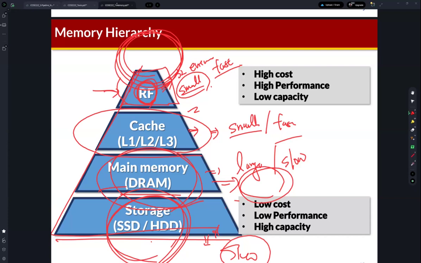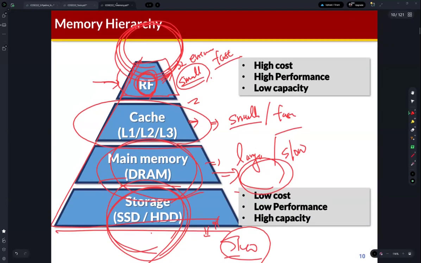What's the problem? We can reduce the size of the memory. Then the problem is that we can only store a small amount of data in the memory. But we have to handle a large amount of data, right? And the data size is increasing. So that's the dilemma of the memory system, right?